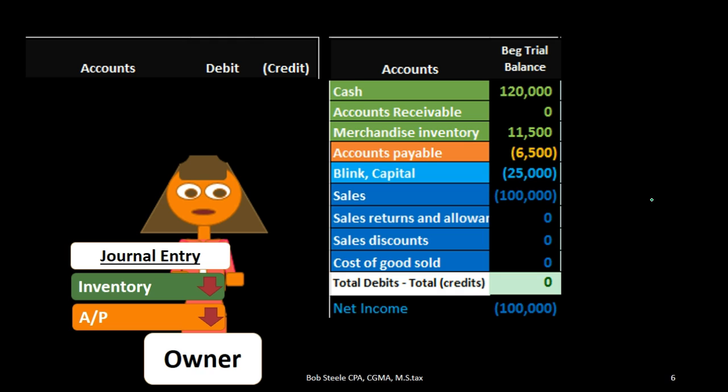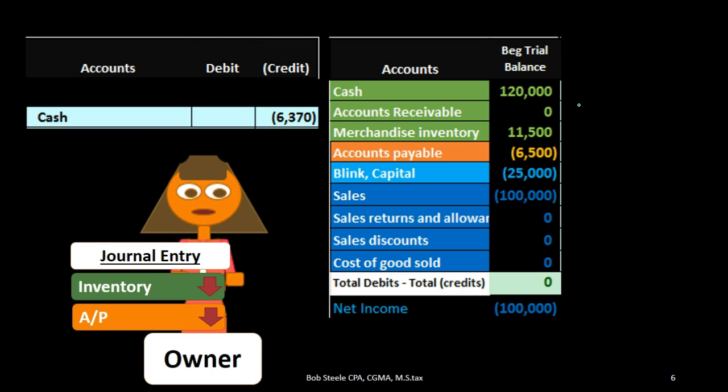Now we can record this transaction up on the left-hand side, and we'll post it to the trial balance on the right-hand side. First, thinking about the cash. Cash is going to go down by the amount that we will then pay, $6,370. So we're going to record that out. We were at a debit of $120,000 minus a credit of $6,370 brings cash down to $113,630.